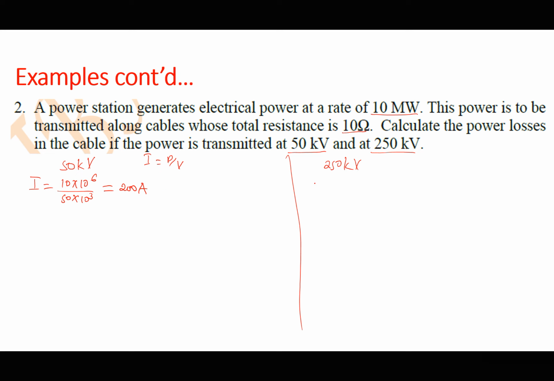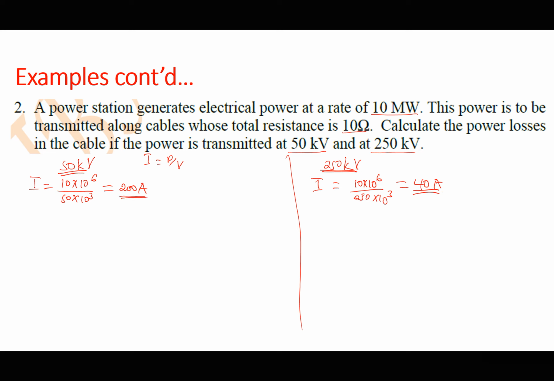And on the other side, the current which flows is going to be equal to 10 times 10 to the power of 6 divided by 250 times 10 to the power of 3. 100 divided by 250 is 0.4, so this is going to be 40 amperes. So you notice at high voltage, the current flowing is low. At low voltage, the current flowing is high.